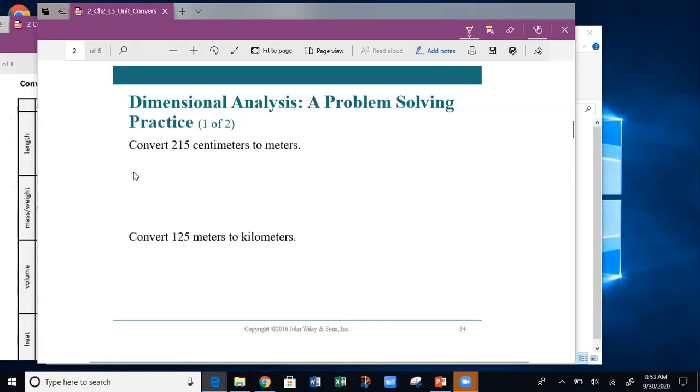So the goal is to convert 215 centimeters to meters. What I always do is I write down the number that I'm given and the unit, and I give myself some space. And I write down what it is I'm trying to find. Now I need a relationship between centimeters and meters.